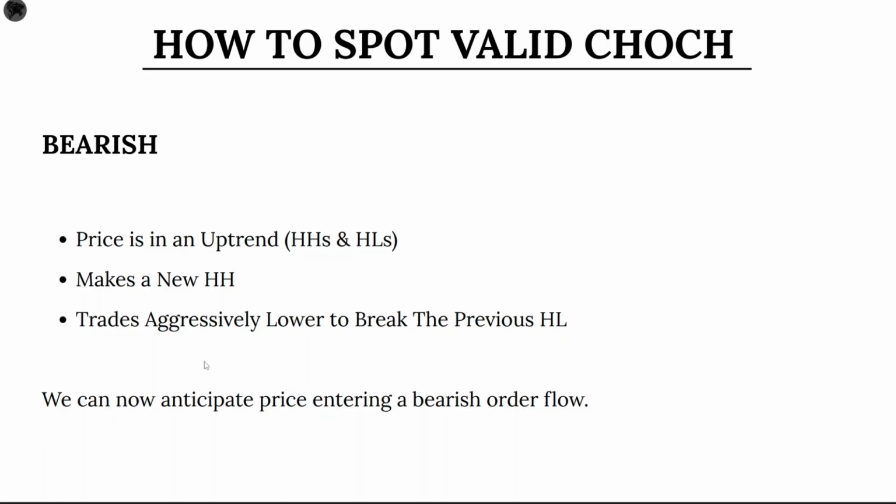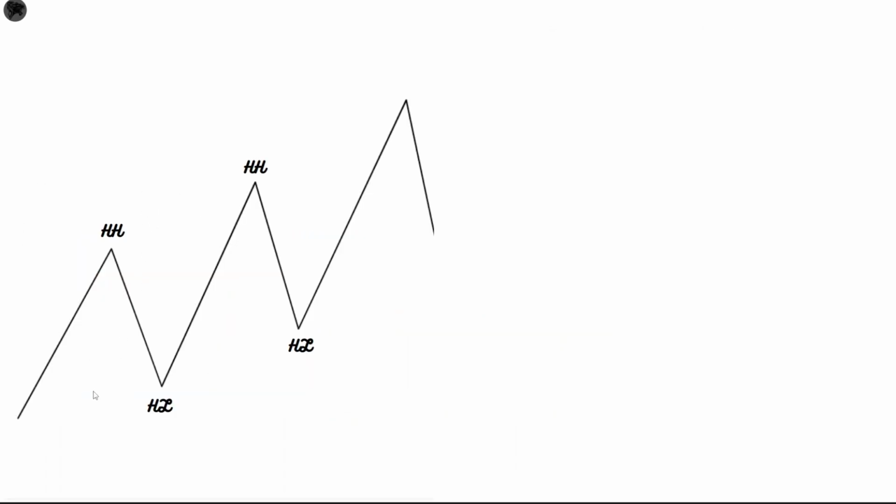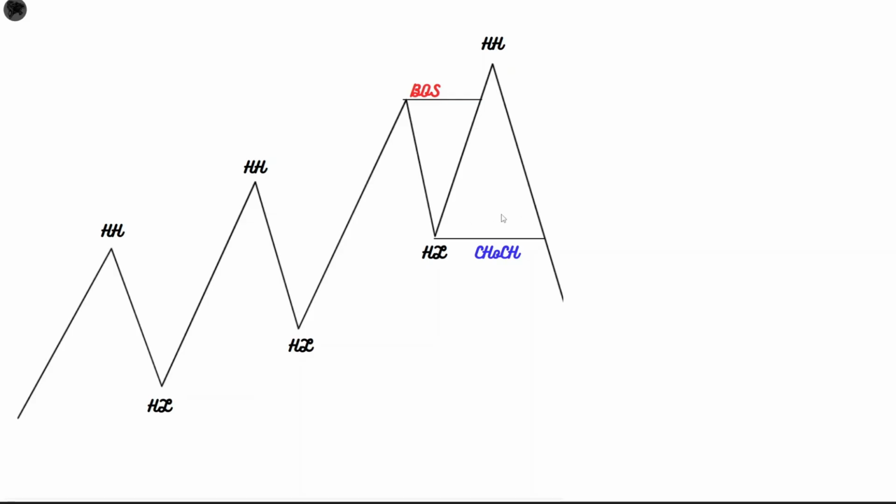Now this is an example of what I just told you guys. As you can see, price is in an uptrend. This is called an uptrend: higher highs, higher lows, higher highs, higher lows. What you are looking for is for price to break the next higher high. As you just saw, it has the break of structure. The next thing you're looking for, after price makes this higher high, is for price to snap lower, breaking this previous higher low. And this is what I call a valid change of character.